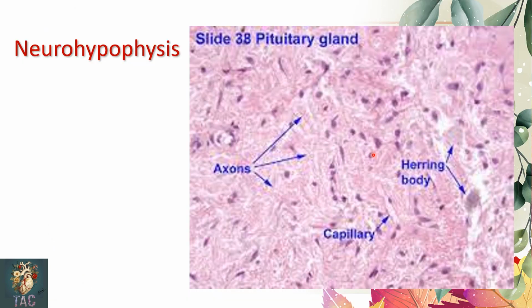So here you can see the slide of the pars nervosa. Here you can see a large number of axons which are present. Here you can see Herring bodies. Herring bodies are actually the dilated terminals of the axons, which contain the secretory granules. So this is again another MCQ as well. And the only cell type, the nuclei which you are looking at in this diagram, are the nuclei of the pituicytes.